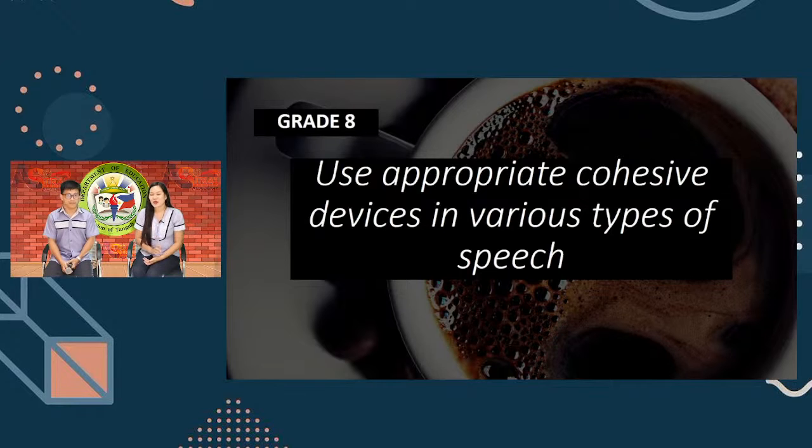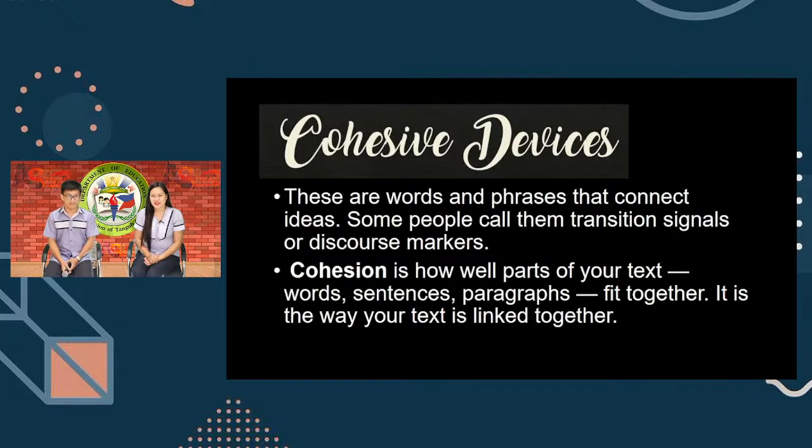So what are cohesive devices first? These are words and phrases that connect ideas. Some people call them transition signals or discourse markers. We use cohesive devices because we want to achieve cohesion. If you remember the CUE system, cohesion, unity, and emphasis, it is one of the things we need to have when we write a paragraph, or any composition for that matter.